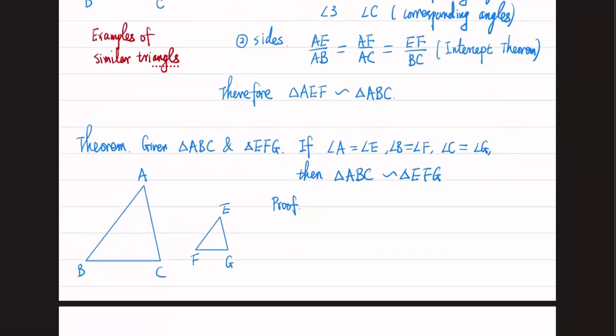So to prove this, because these two angles have the same measures, we can make a copy of this triangle over there. So we make a copy.